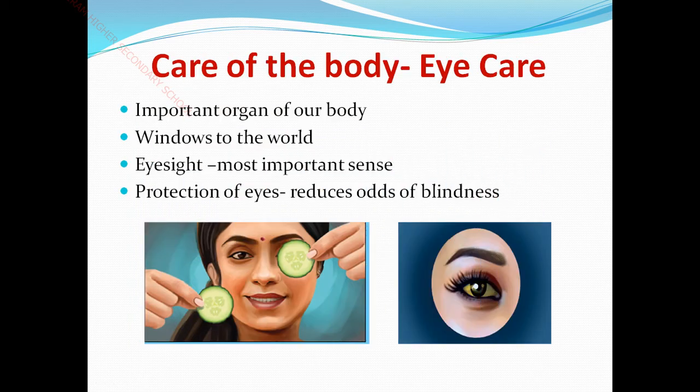Next, coming to eye care. The eye is an important organ of our body. Eyes are the windows to the world. If there is no eyesight, there is no life at all. We cannot see the outside world. Eyesight is the most important sense, and protection of the eyes is very important, and also reduces the odds of blindness. If you talk to a person without eyes, we can know the importance of our eyes, and we are very much blessed to have proper eyesight.